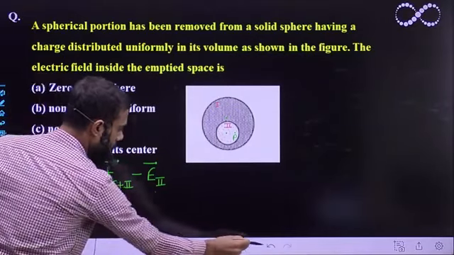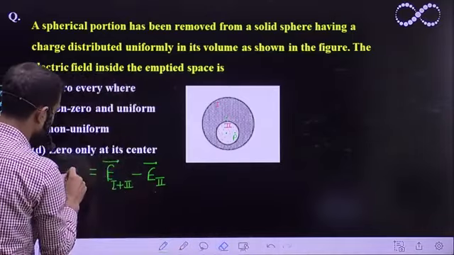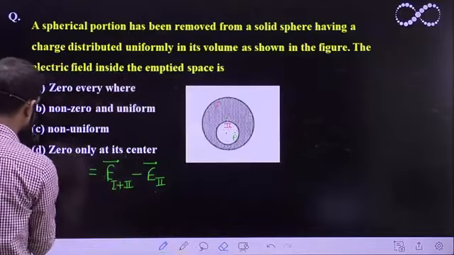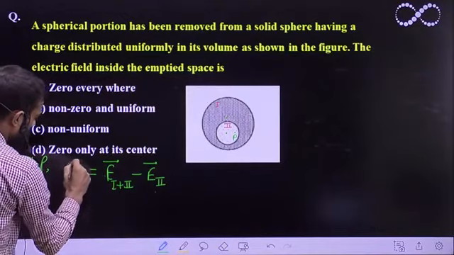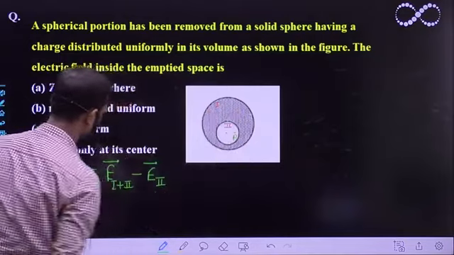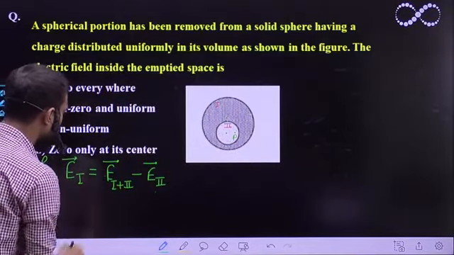I am talking about point P. So due to this we will get the electric field due to 1, that is, 1 is this part. And this only I need to find out. So let us put the values here.